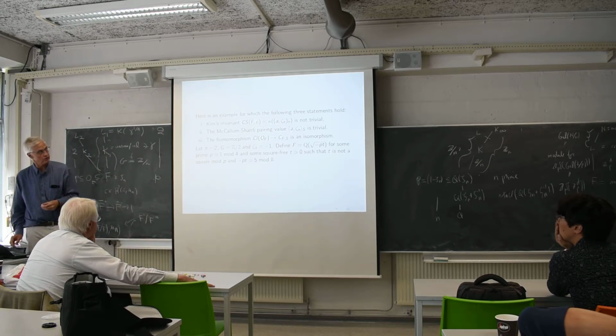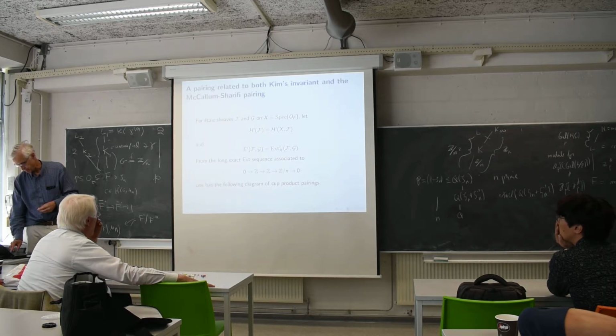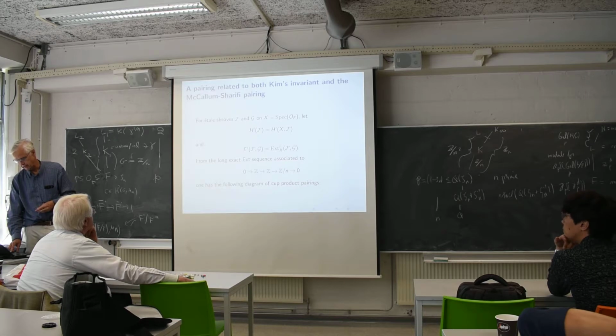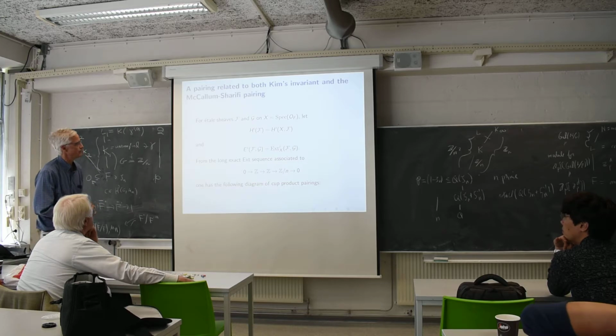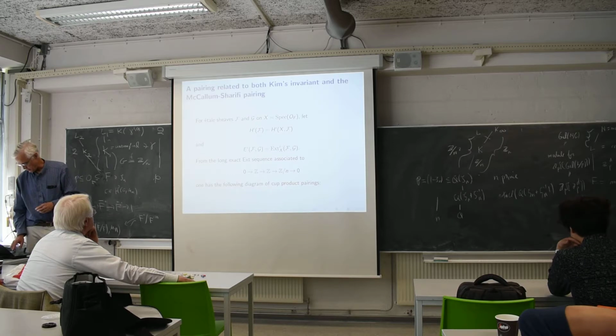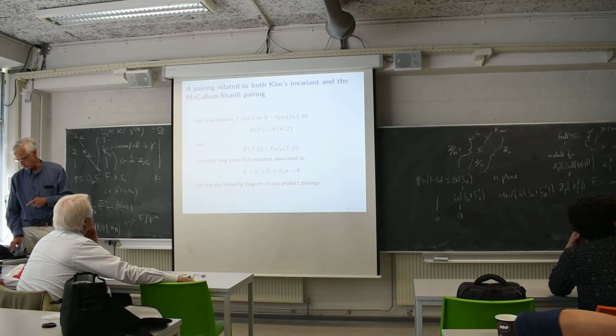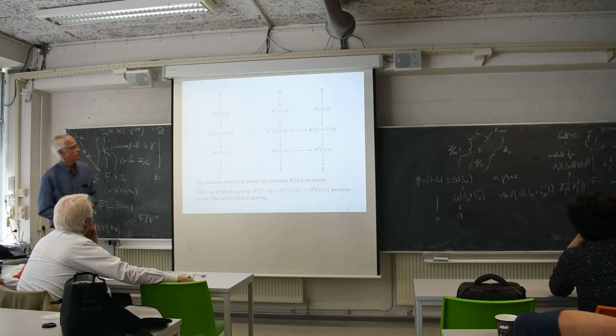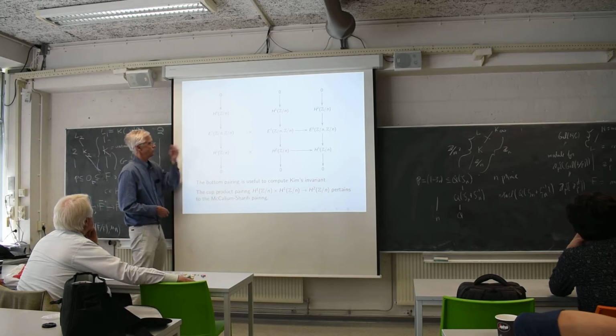So now I'm just going to finish with a little comment on what we're working on tonight. The question was, how do you look at Kim's invariant and the McCallum-Sharifi pairing in the same frame? And the idea is this, that as I mentioned earlier, instead of talking about cohomology classes in H3 with coefficients Z mod n, you look at Ext classes. I was talking about the value of considering Ext.